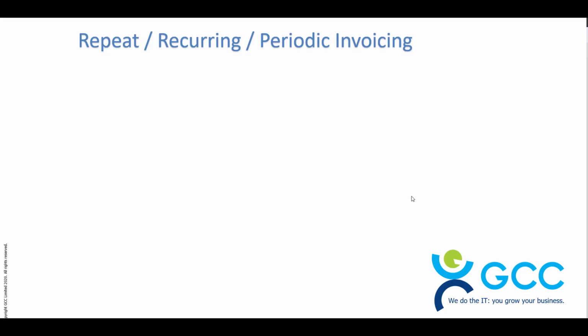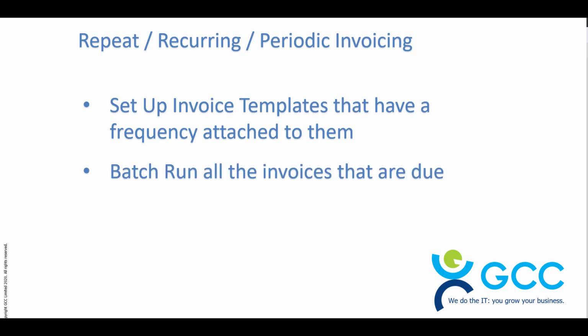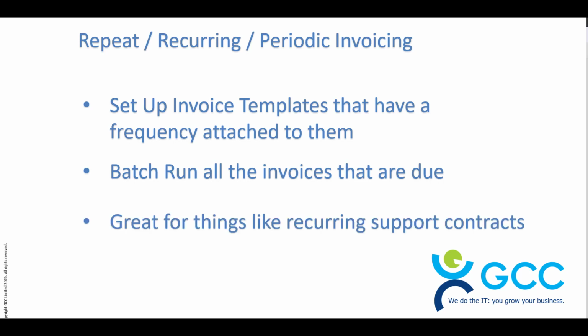So what do we mean by repeat, recurring or periodic invoicing? Well, it's setting up an invoice template in Business Central that has a frequency attached to it on how often that invoice should be raised. We can then run a batch against all those invoice templates that are due on a particular date. This is great for things like recurring support contracts that are raised on a monthly, quarterly, yearly or multi-yearly basis.